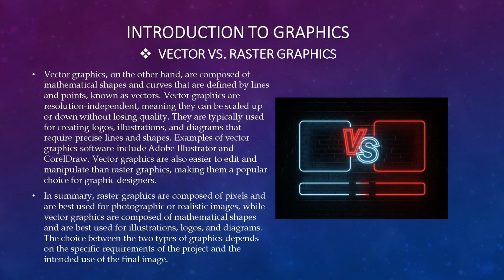Examples of vector graphics software include Adobe Illustrator and CorelDRAW. Vector graphics are also easier to edit and manipulate than raster graphics, making them a popular choice for graphic designers. In summary, raster graphics are composed of pixels and are best used for photographic or realistic images, while vector graphics are composed of mathematical shapes and are best used for illustrations, logos, and diagrams. The choice between the two types of graphics depends on the specific requirements.